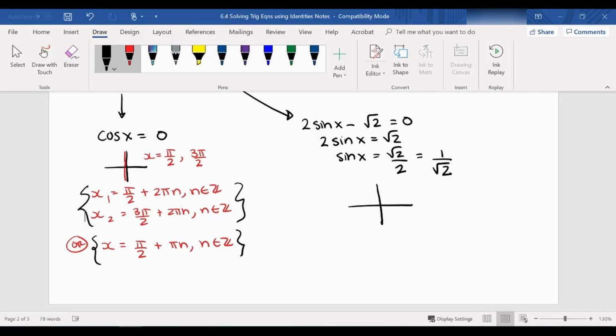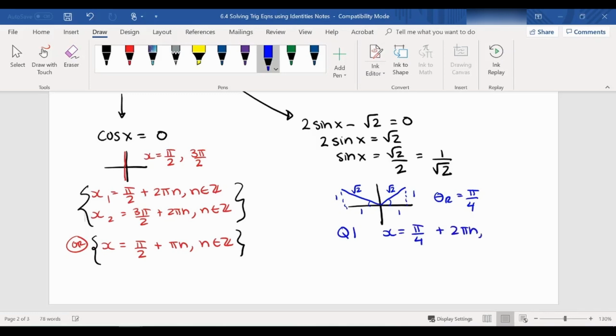Okay. For our sine factor, we have sine is positive, so we're in quadrant 1 or quadrant 2. If I rewrite this, it's part of my special triangles where my opposite is 1, my hypotenuse is root 2, which makes my other side 1 as well, and my reference angle pi over 4. This means in quadrant 1, x would be pi over 4 plus 2 pi n. And in quadrant 2, x would be 3 pi over 4 plus 2 pi n.